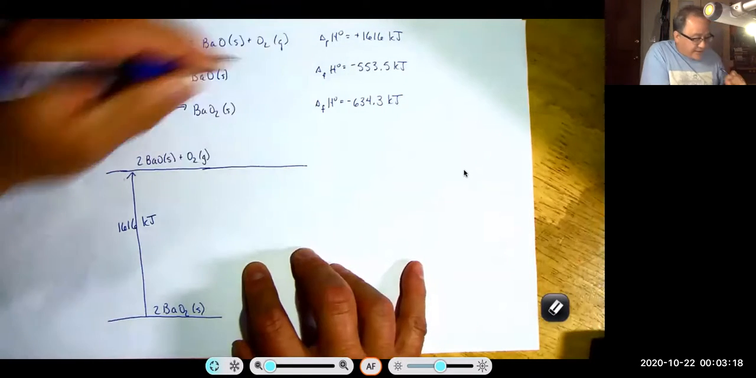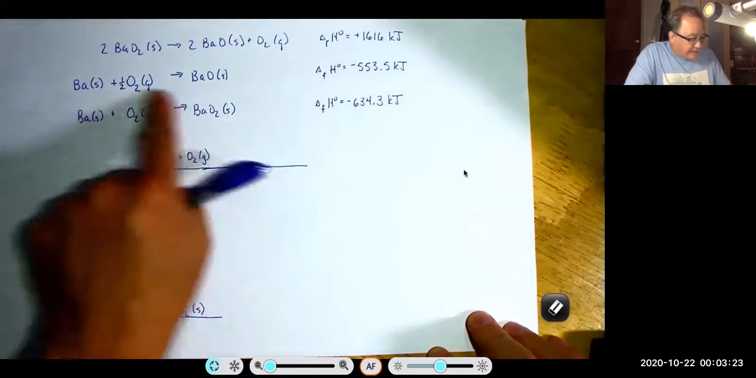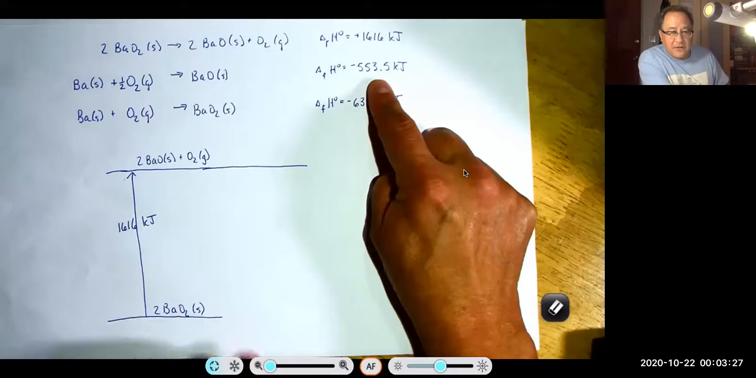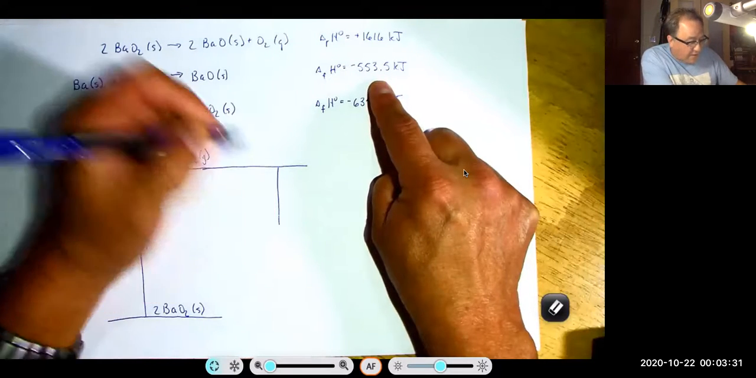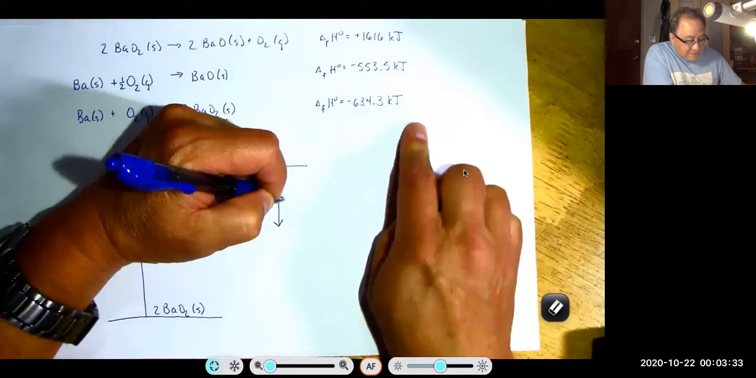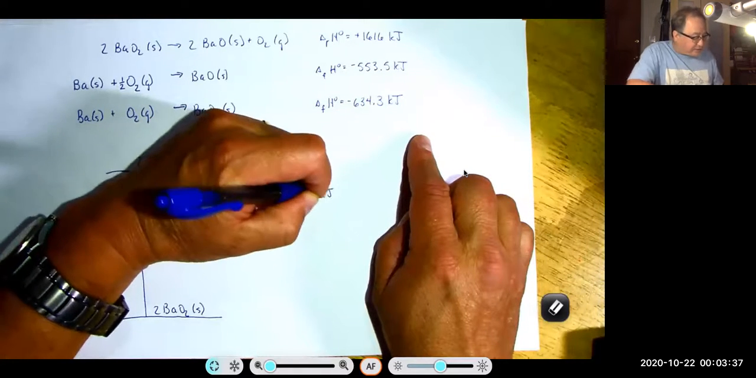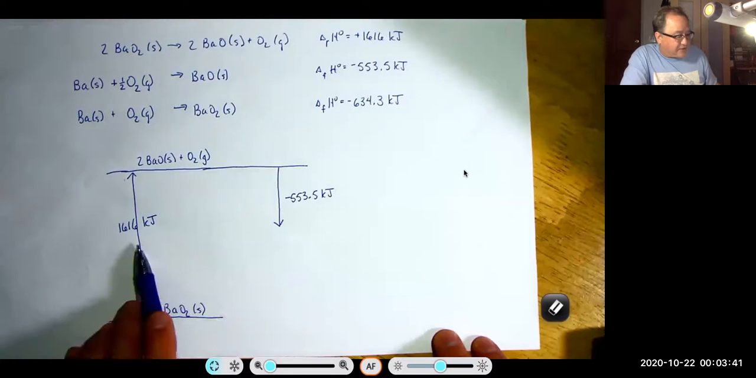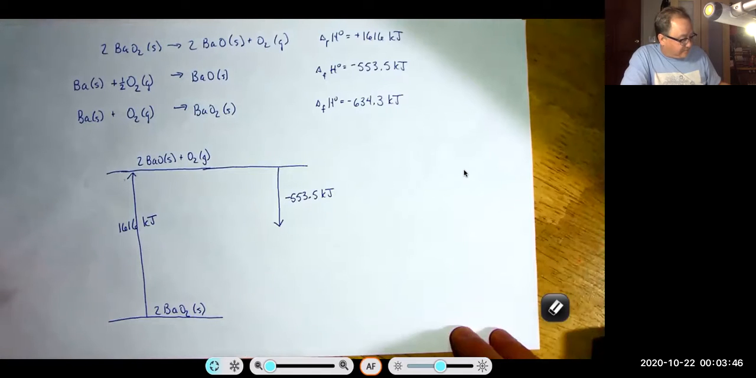Now, we need to think about this a little bit. You can see I'm going to put this reaction in here, and it's going to have a negative value. So that's going to be an arrow up or an arrow down. And the answer is an arrow down. How far? Negative 553.5 kilojoules. Now, did you see me take my ruler out to make sure that this is proportional to this value here? And the answer is no, you didn't. Because I don't need to.